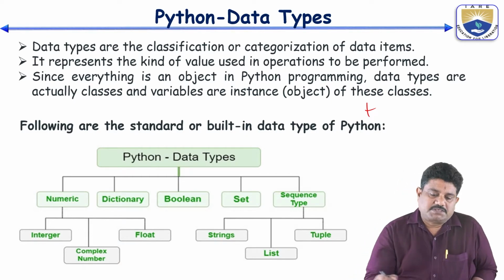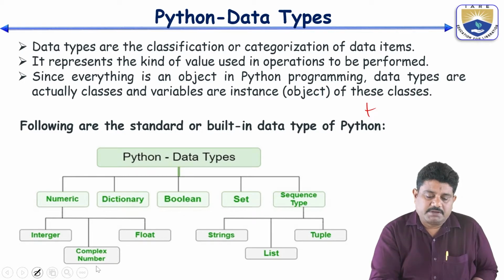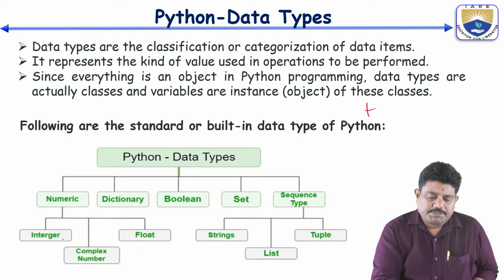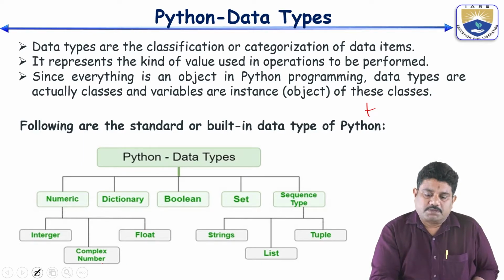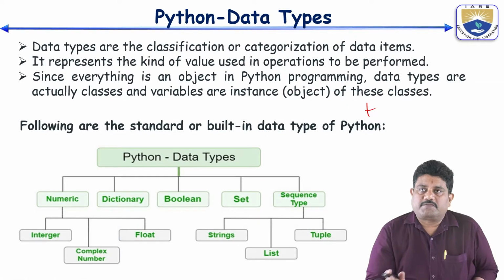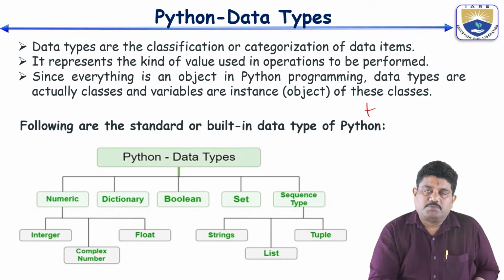See the diagram, the classification of the Python data types: numeric type, dictionary type, boolean type, sets, and sequence type. In the numeric type, we have integers, complex numbers, and float type. Integers are whole values, 1, 2, 3 like that. Float means fractions, 5.6, 5.7, decimal fractions. And complex numbers have a real part and an imaginary part followed by j. So 3 different types are available in numeric.